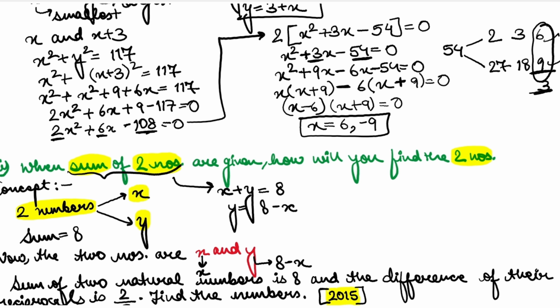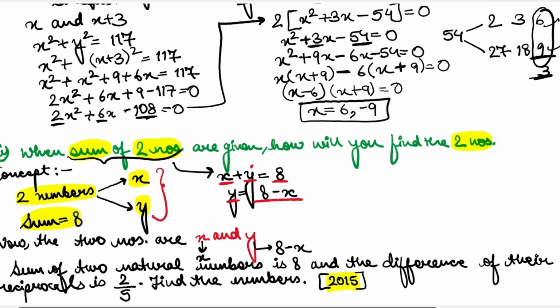Okay, and the sum, for example, in the question has been given as 8. Okay, so normally sum of 2 numbers is given as 8. So sum of 2 numbers मतलब 2 numbers हमने ले लिया है, that is x and y. So we'll take it as x plus y, which becomes equal to 8. अब हम y का वैल्यू in terms of x निकालेंगे. So y becomes equal to 8 minus x.